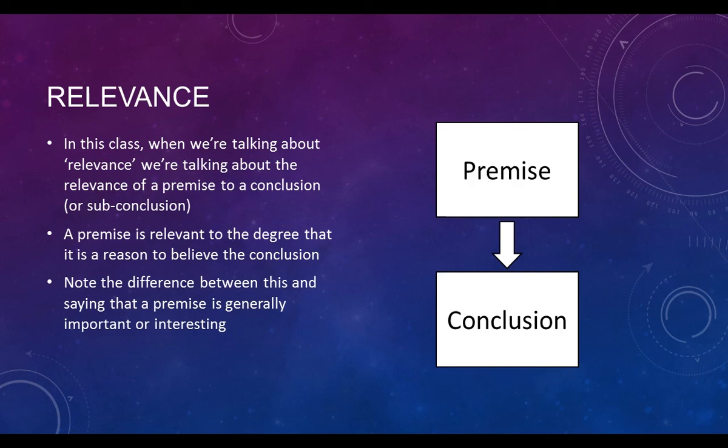It's important to note the difference between this and saying a premise is important or interesting. If you say something's relevant, oftentimes what you mean is that it has significance or importance or interest or something like that. And that's not exactly what we mean here. What we mean is that it's a good reason to believe the conclusion or subconclusion that it's based on.